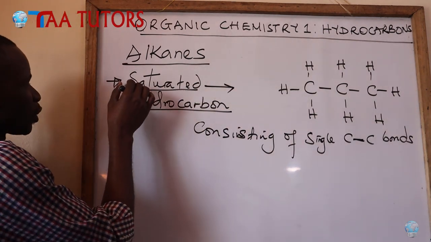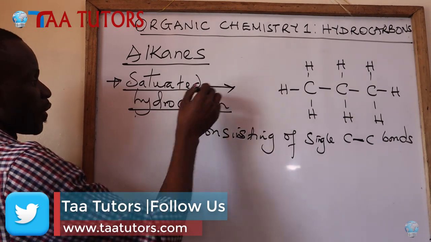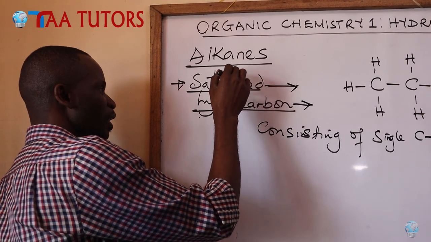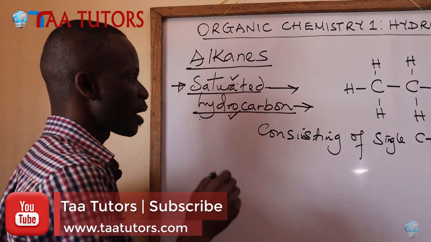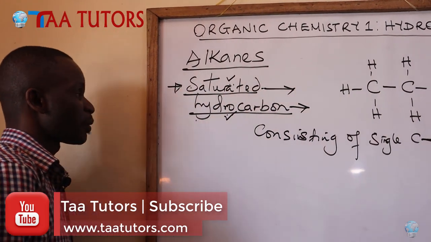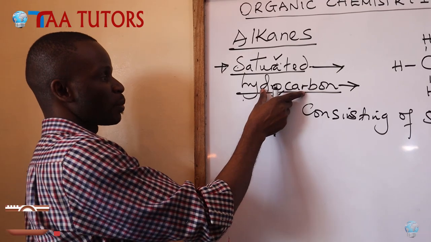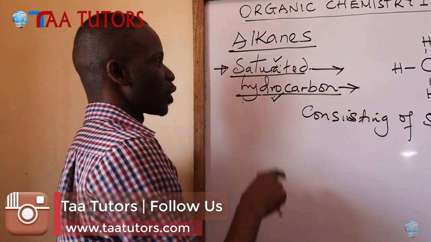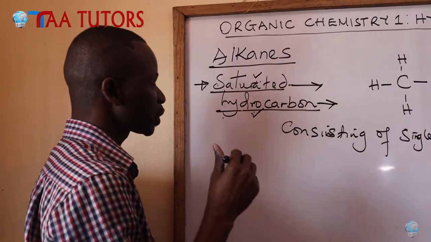So if you are told saturated hydrocarbon, I expect you to first of all define what saturated is. Then you come to say what hydrocarbon is, because the examiner will be able to see: is your definition explaining what saturated is? Is your definition carrying what hydrocarbon is? Something that students normally forget. Sometimes students are told saturated hydrocarbon, and they go for the one they know is easy for them to explain, and leave the other one. And sometimes the question is 2 marks. With the 2 marks, be very careful.